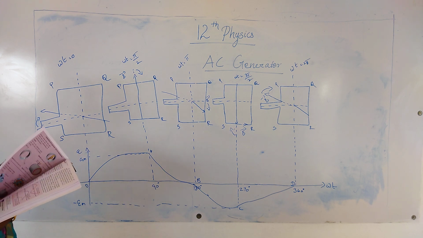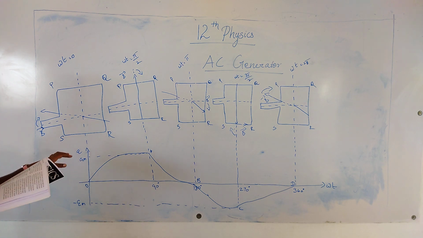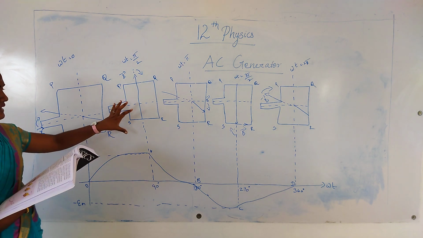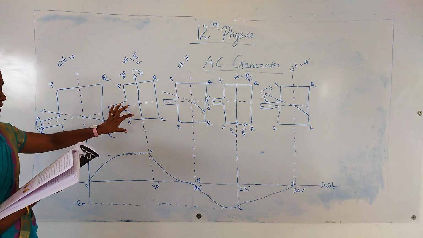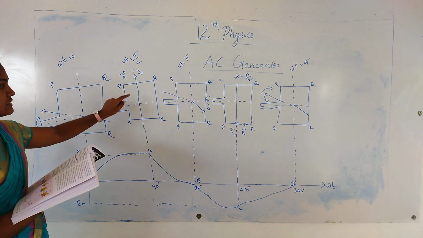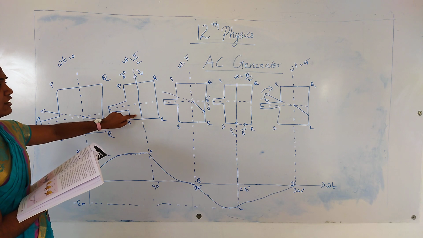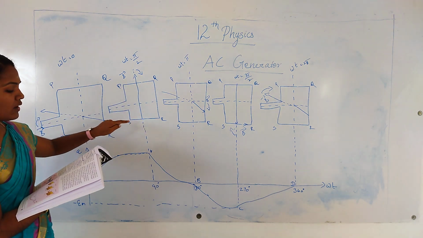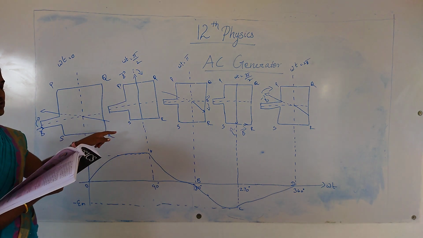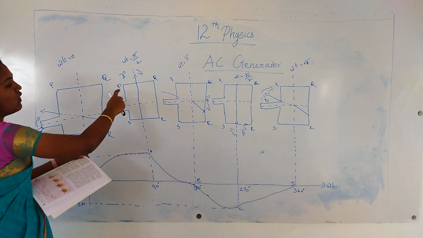Then the field magnet will be rotated to 90 degrees. Then the field becomes parallel to the PQRS coil. This is the field line. Then the induced EMF across PQ and RS.